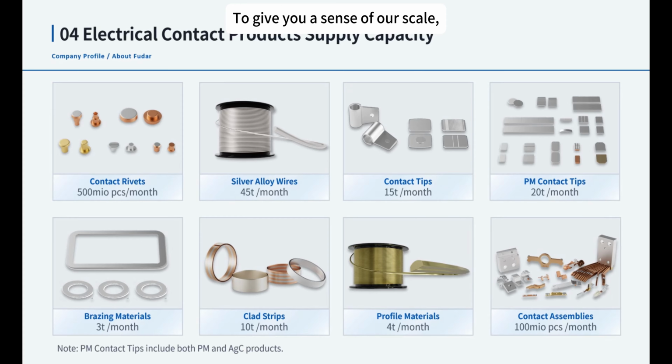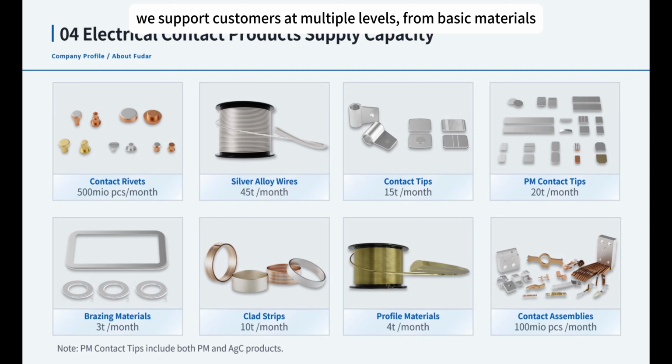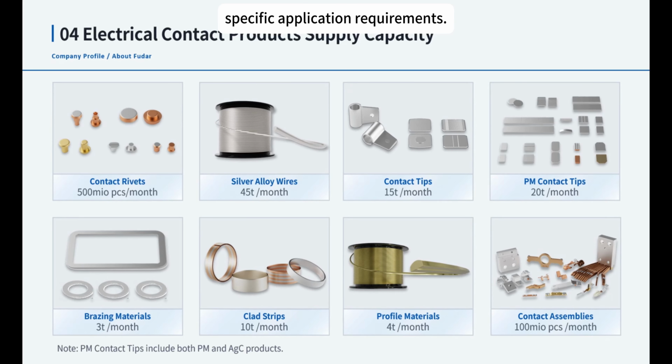To give you a sense of our scale, each month we can supply up to 500 million contact rivets, 45 tons of silver alloy wire, 15 tons of contact tips, and 20 tons of powder metallurgy contact tips. Our monthly capacity also includes 3 tons of brazing materials, 10 tons of glass strips, 4 tons of profile materials, and 100 million contact assemblies. Across this product category, we support customers at multiple levels, from basic materials and individual contacts through to complete assemblies. This allows us to provide tailored solutions based on each customer's product design and specific application requirements.